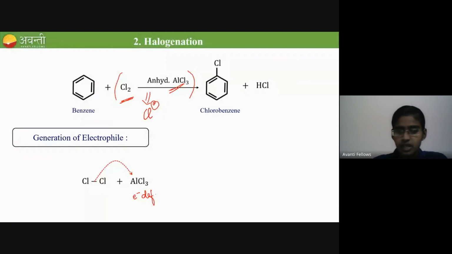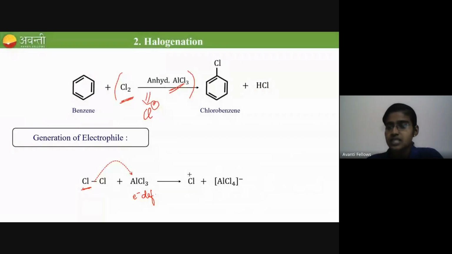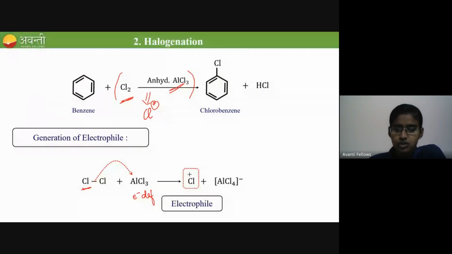Now, this chlorine is left with no electron. So, it is becoming a Cl plus, and AlCl3 is getting converted into AlCl4 minus. Aluminium is gaining the electron with one chlorine, right? So, it is becoming AlCl4 minus with the Cl plus electrophile. This is how we are getting the Cl plus electrophile. Got it? So, you need to know the halogenating mixture and the electrophile that is being generated.